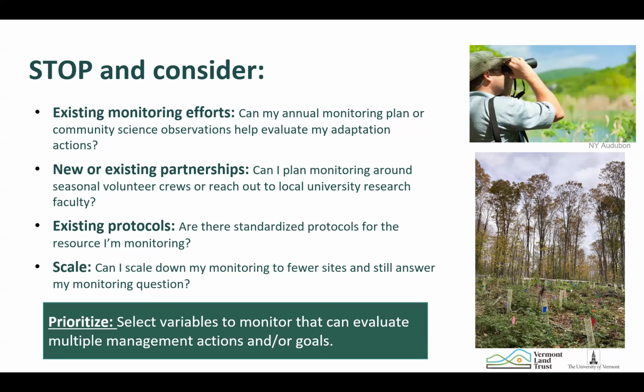Finally, you can think about scale. How big is the area that you're trying to monitor? How many sites do you have? Can you scale down your monitoring to fewer sites or plots and still be able to get a robust answer to your monitoring question? You can also try to prioritize amongst the variables that you want to measure and select those monitoring variables that can evaluate multiple management actions that you're implementing or multiple of your management goals.